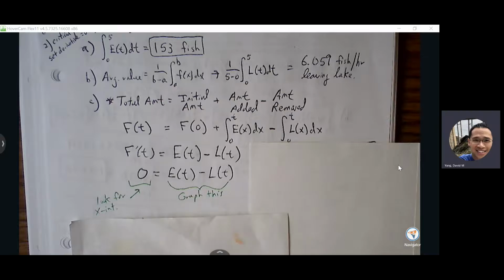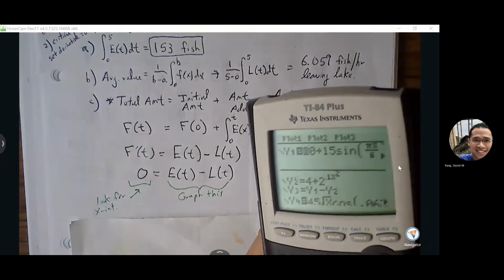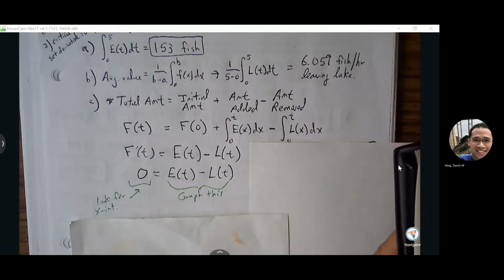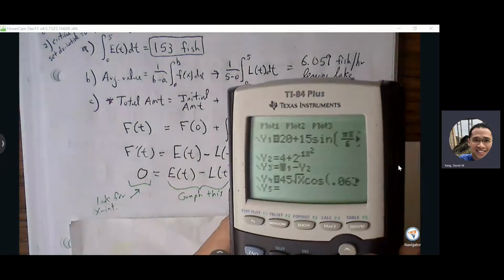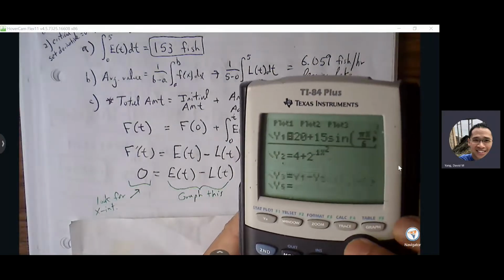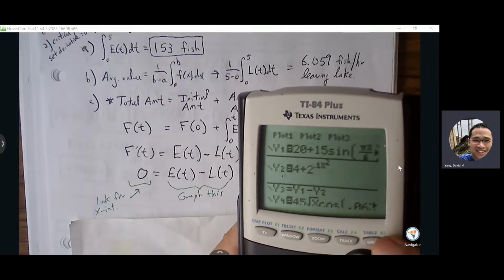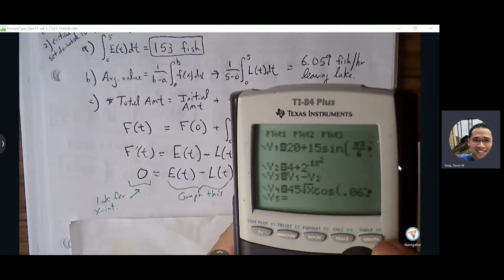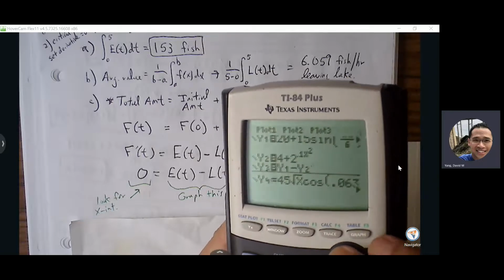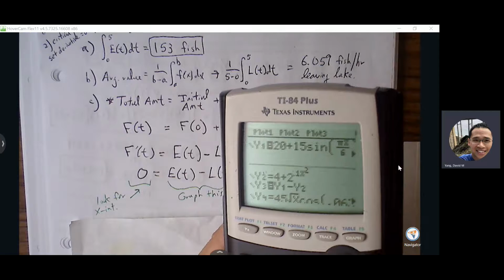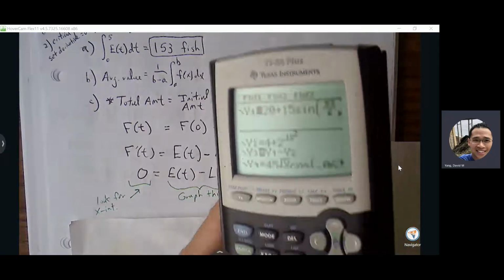Okay, so we're going to graph this, E of t minus L of t. So I have y1 holding my E of t, and I have y2 holding my L of t. And I'm just going to do y1 minus y2. That way I don't have to keep entering. I'm going to unhighlight these equal signs as well. I just want this y1 minus y2 to show. So I'm just going to have y3 show me the graph, and I'm going to unhighlight y1 and y2.